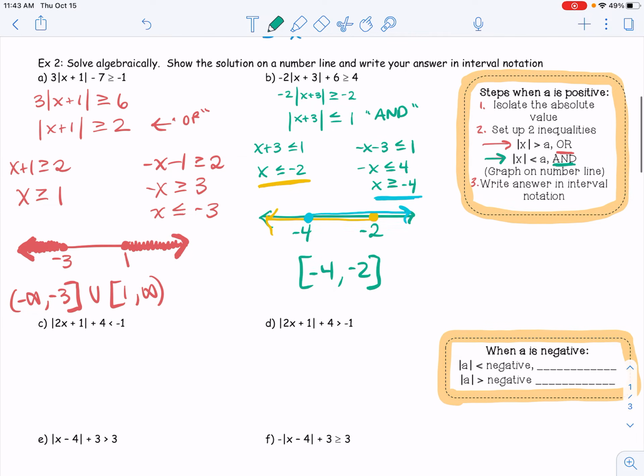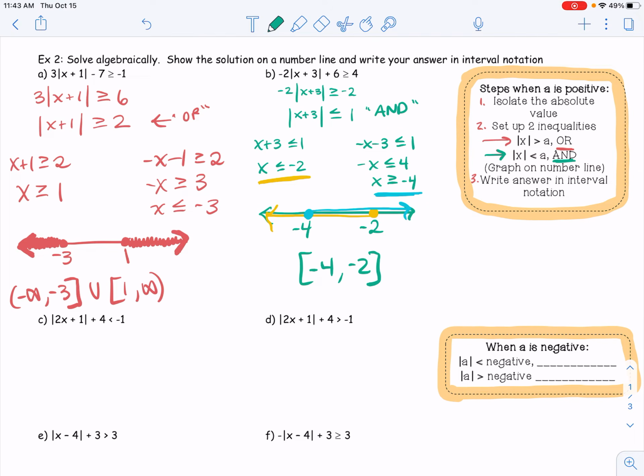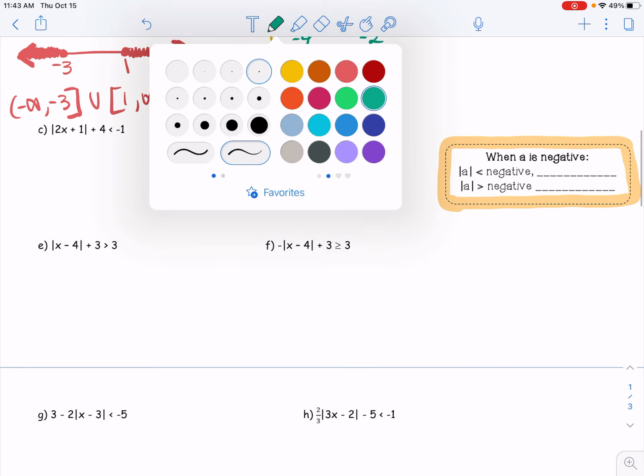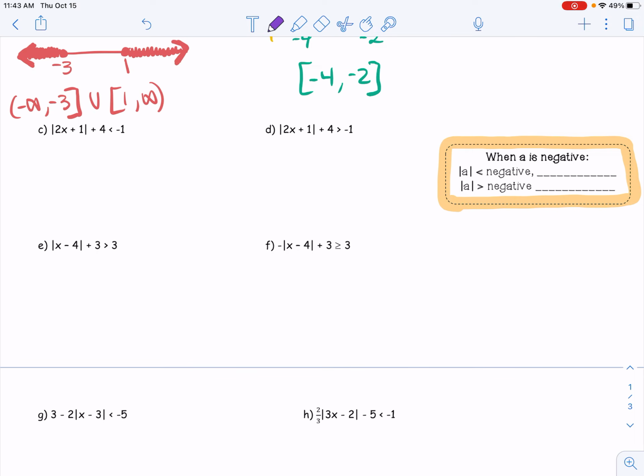Okay. So that's for whenever the absolute value is isolated and it's greater than or less than a positive number, if A is positive. Well, what about when A is negative? So let's look at those two scenarios here. What if you get an absolute value isolated and it's greater than a negative or it's less than a negative number?